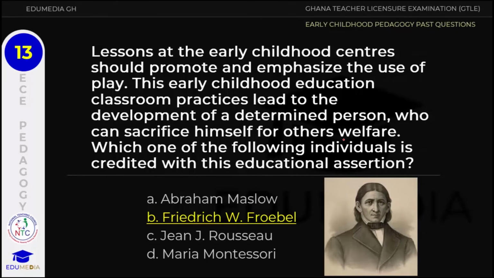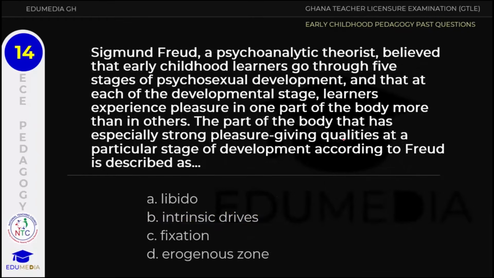The next question is 14. Sigmund Freud, a psychoanalytic theorist, believed that early childhood learners go through 5 stages of psychosexual development, and that at each of the developmental stage, learners experience pleasure in one part of the body more than in others. The part of the body that has especially strong pleasure-giving qualities at a particular stage of development, according to Freud, is described as A, libido, B, intrinsic drives, C, fixation, and D, erogenous zone. The correct answer is D, erogenous zone.